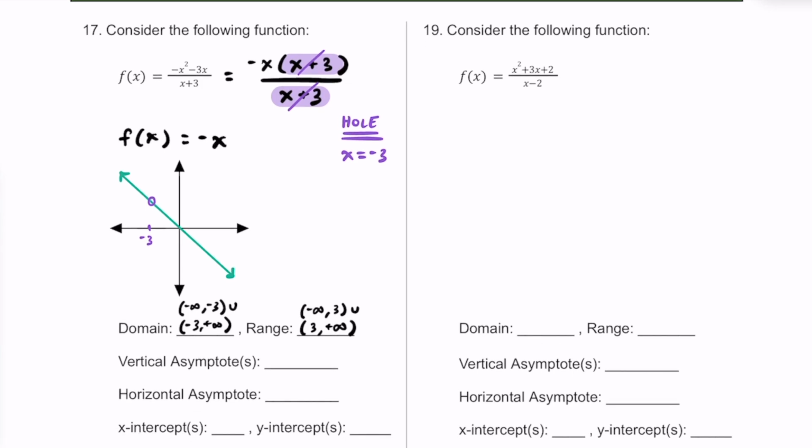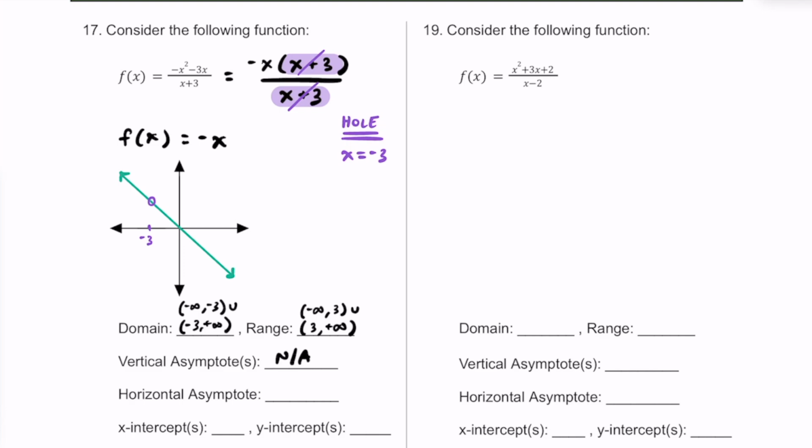Now, as for the vertical asymptote, that's when the denominator is equal to 0. If x was negative 3, then we would have a vertical asymptote there. So we can say x is equal to negative 3. Now, if this x plus 3 over here didn't cancel out with the one above, then we would have a vertical asymptote. But since it did, we're not going to have one. So we're going to say we're not having a vertical asymptote here.